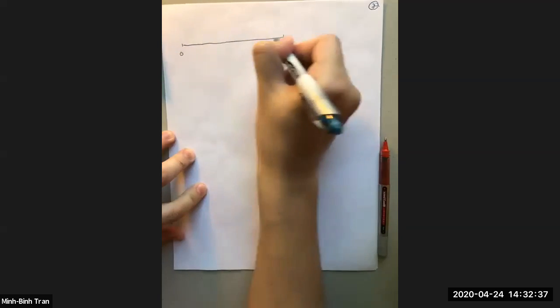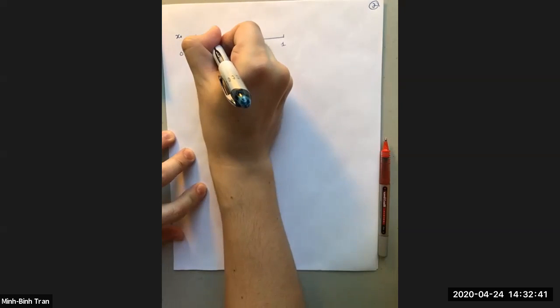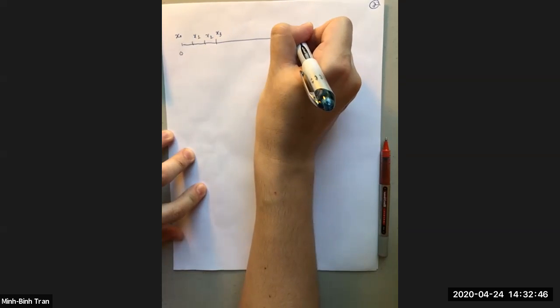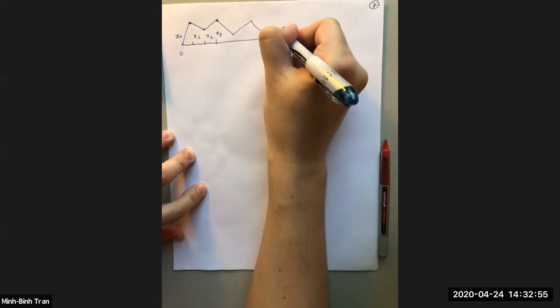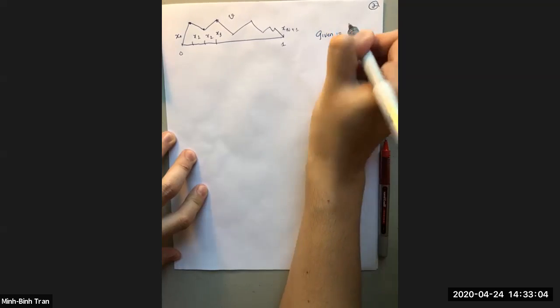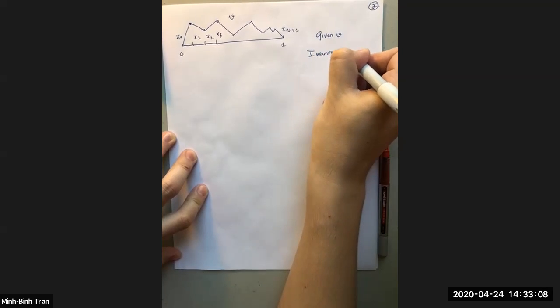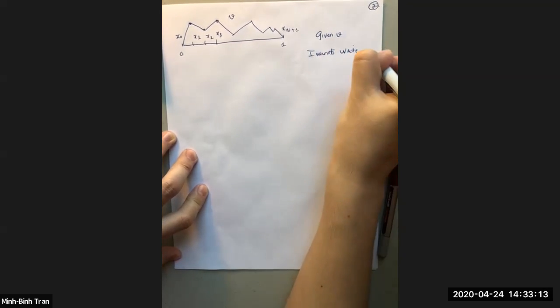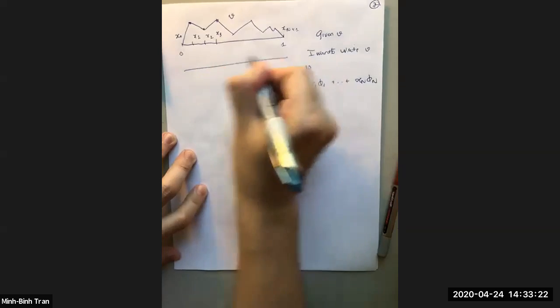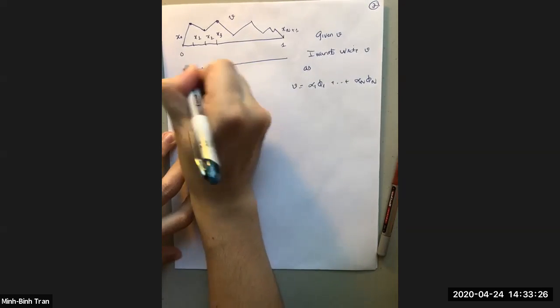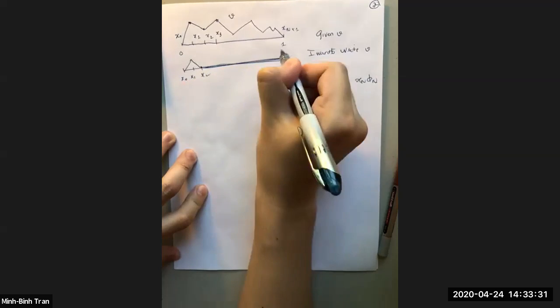So now, questions. Suppose that you have a function like this from 0 to 1, with points x0, x1, x2, x3, up to x n plus 1. All right, so this is V. Given V, I want to write V as alpha 1 phi 1 plus alpha n phi n. So this is x0, x1, x2, and everything else will be zero, right?